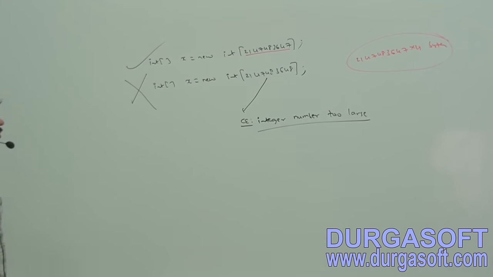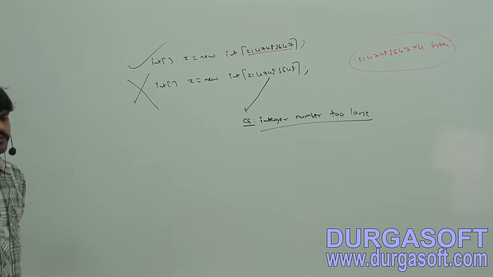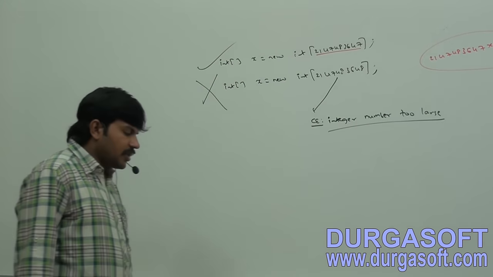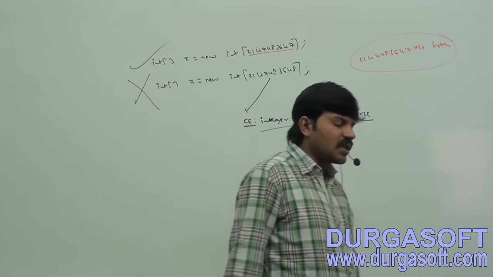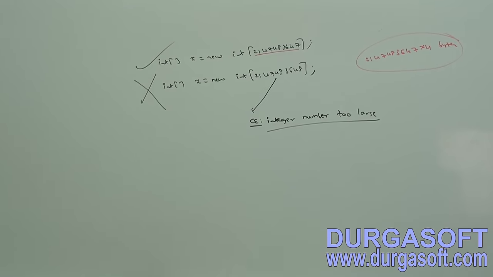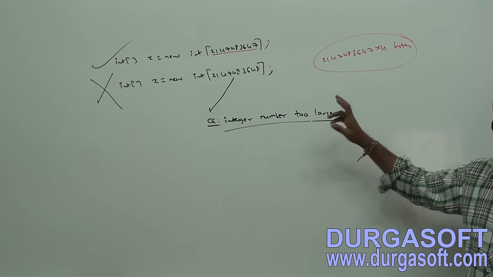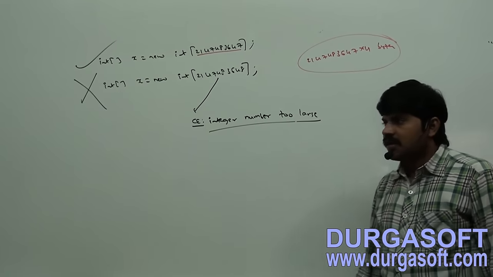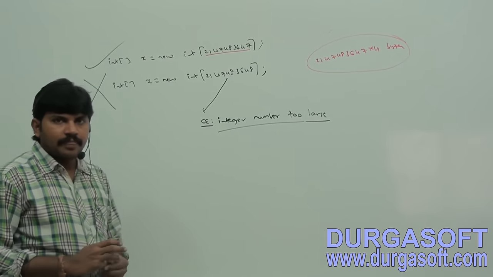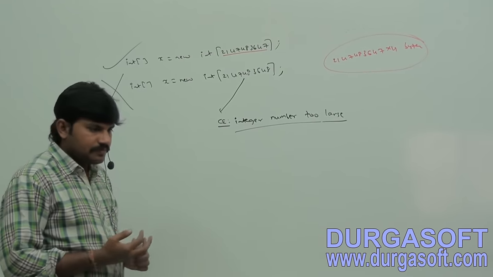But of course, if sufficient memory is not available, even in the first case we will get a runtime exception. That is not my program's mistake. That is a lack of system resources. I can't do anything in this case. Integer number too large is a compile time error we are going to get. Clear for you people.